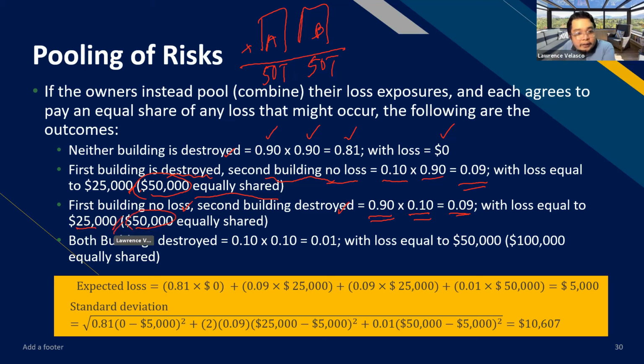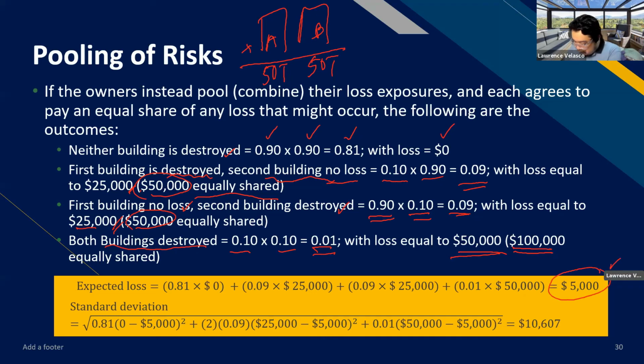So that's 25,000. If both buildings are destroyed, that's 10% times 10%. So 1% joint probability of those two happening. With loss, total loss is 100,000 because two buildings were destroyed. They agree to equally share it. So 50,000 is the share of each.